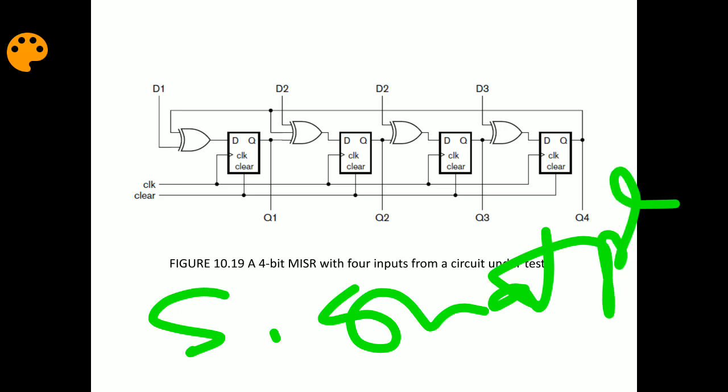This is a signature register, a multiple input signature register, where there will be parallel inputs and the input for each flip-flop is obtained from the output of the XOR gate. The other input of the XOR gate is the previous flip-flop's output. Each flip-flop input is an XOR gate output, where the XOR gate inputs are one direct parallel input and the previous flip-flop output.